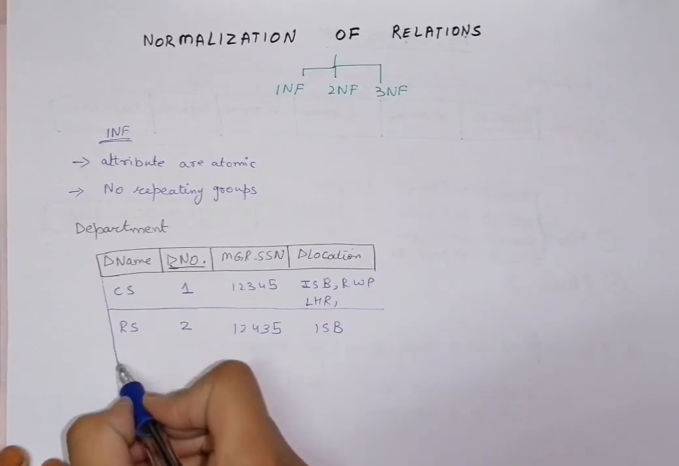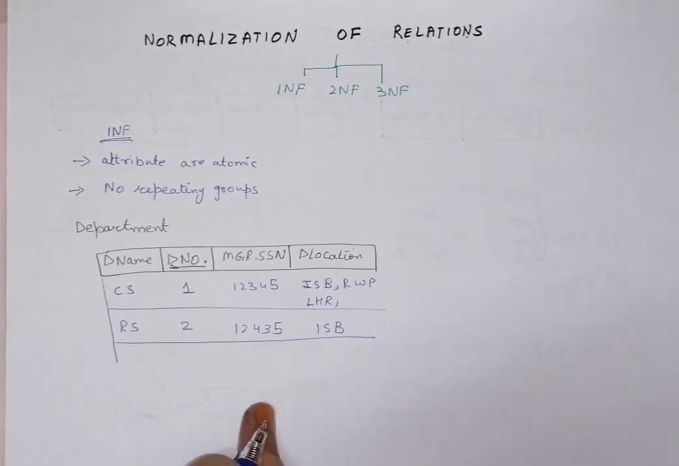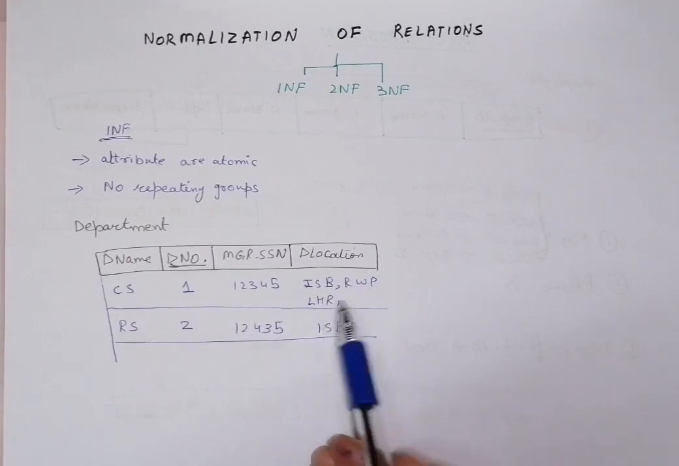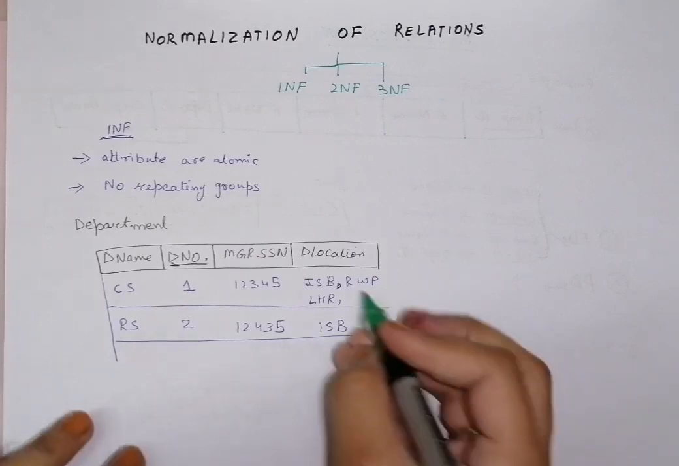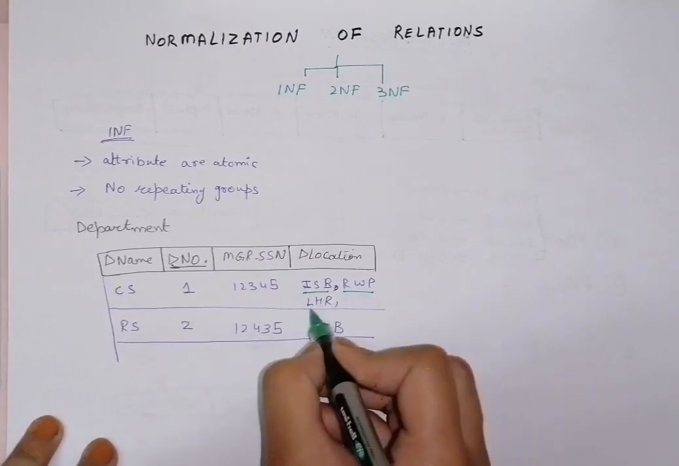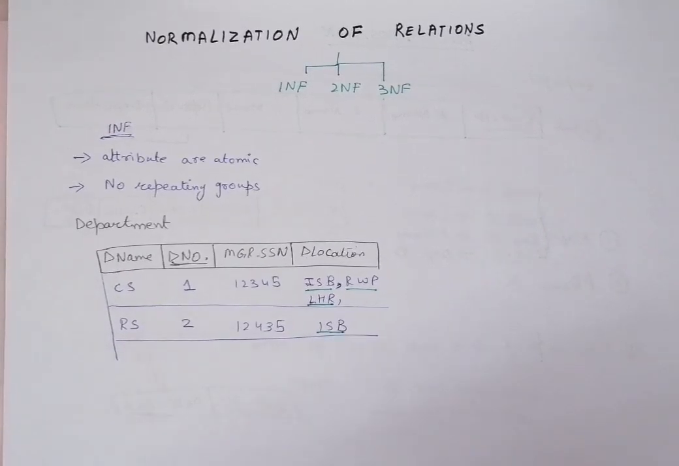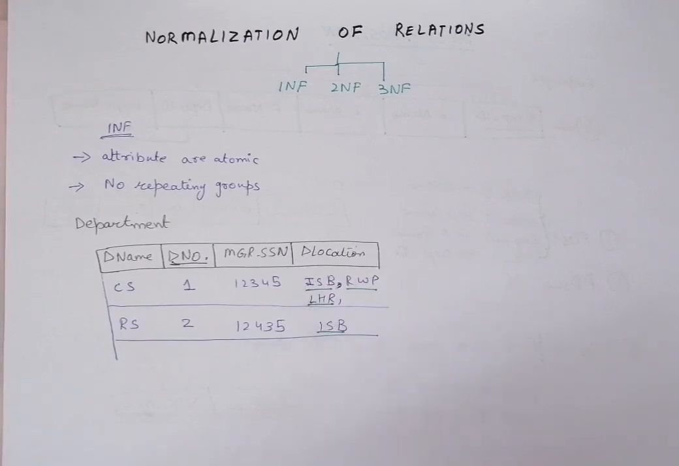Okay, so now here you can see that I have entered 2 records in this particular table, and the first department is located in 3 different locations. If I underline it like this so that you can get a better idea: ISB, RWP and LHR, whereas the second department is located in only one value. So this is my multi-valued attribute over here.